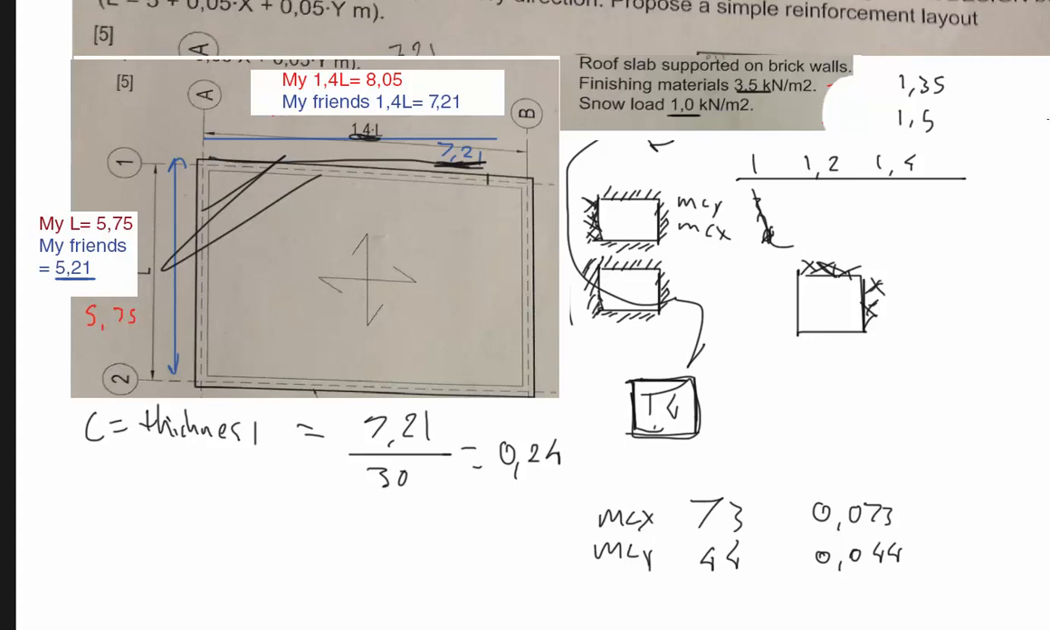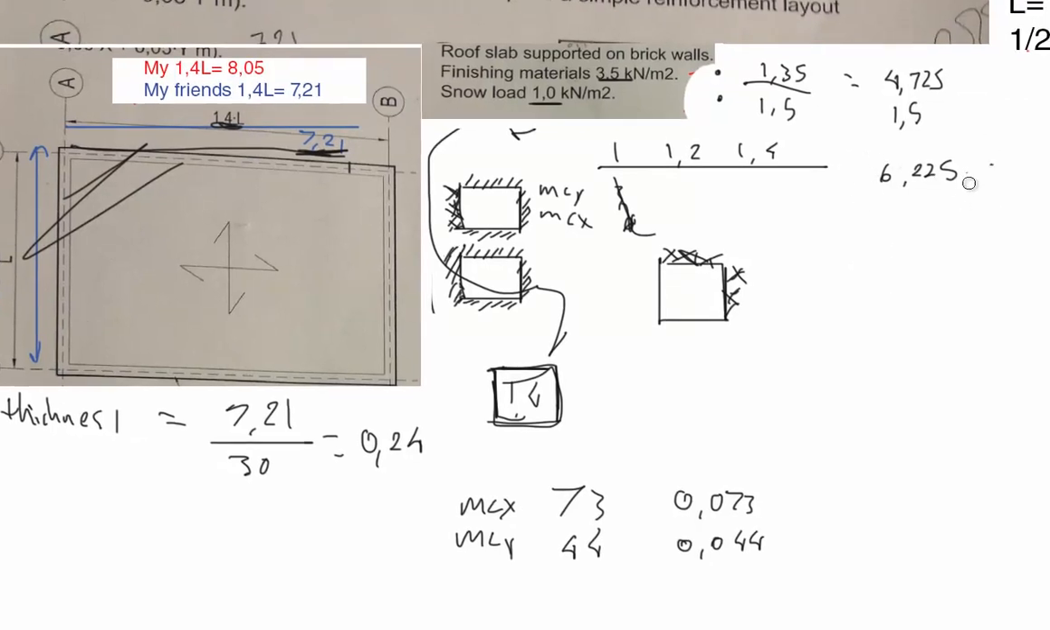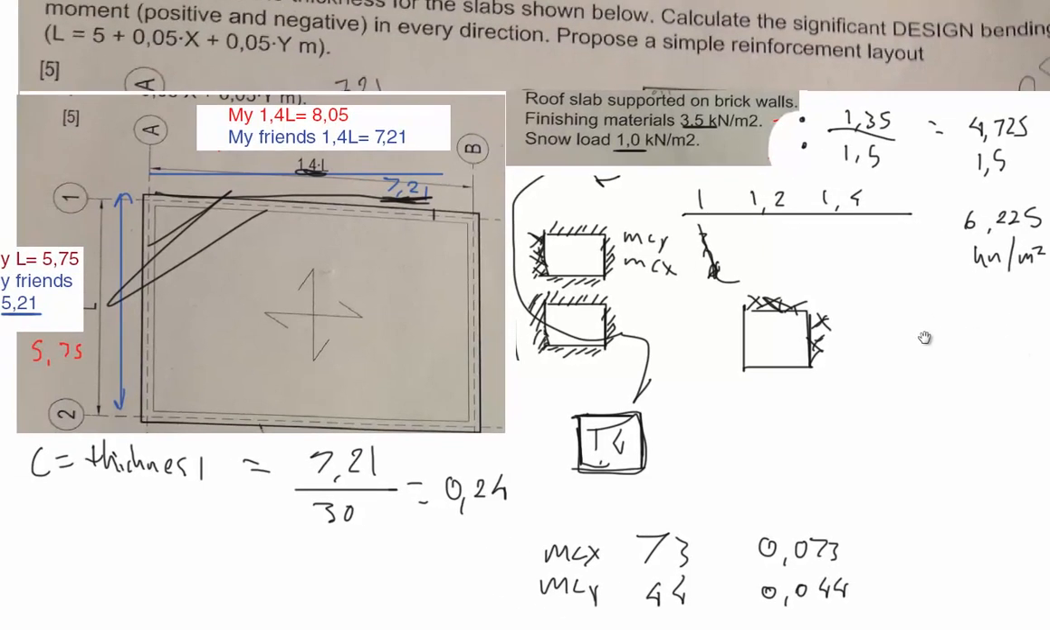Yes. So you take this 3.5 times this, and this with this. 1.35 times 2.5 is 4.725, and 1.5 times this, so that would be 6.225 kilonewtons per square meter, right? And cool.